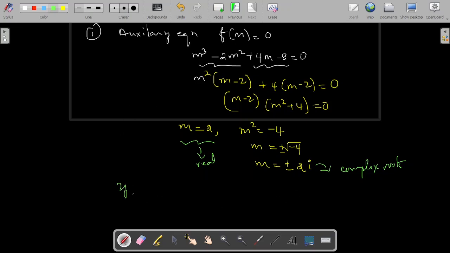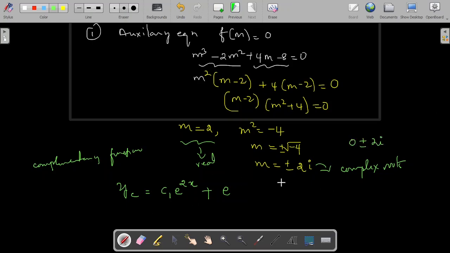So how to write the complementary function? The complementary function is equal to, one real root means c1 e power 2x. It is real and distinct. Plus, here these are complex roots. So c2 into e to the power, what is the real part? There is no real part. It is 0 plus or minus 2i, correct?